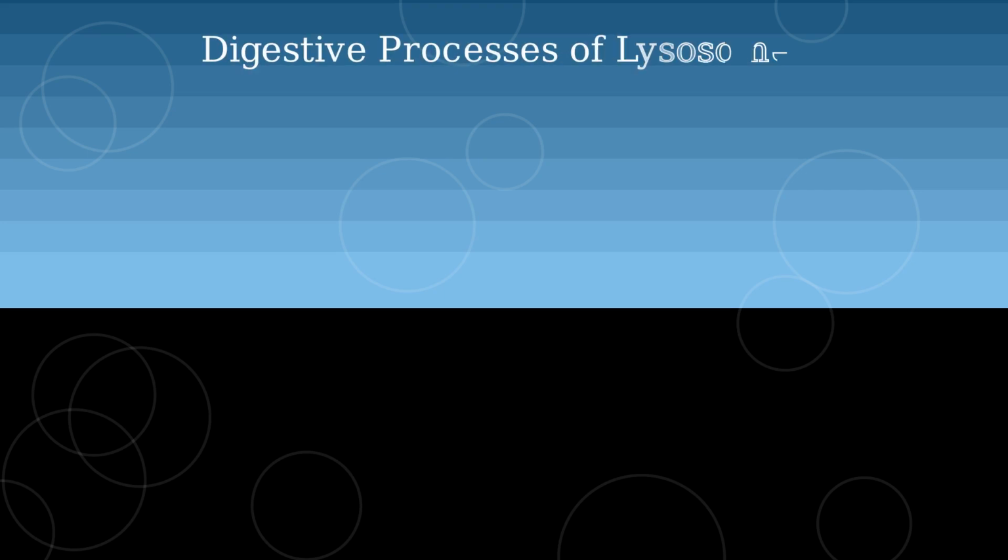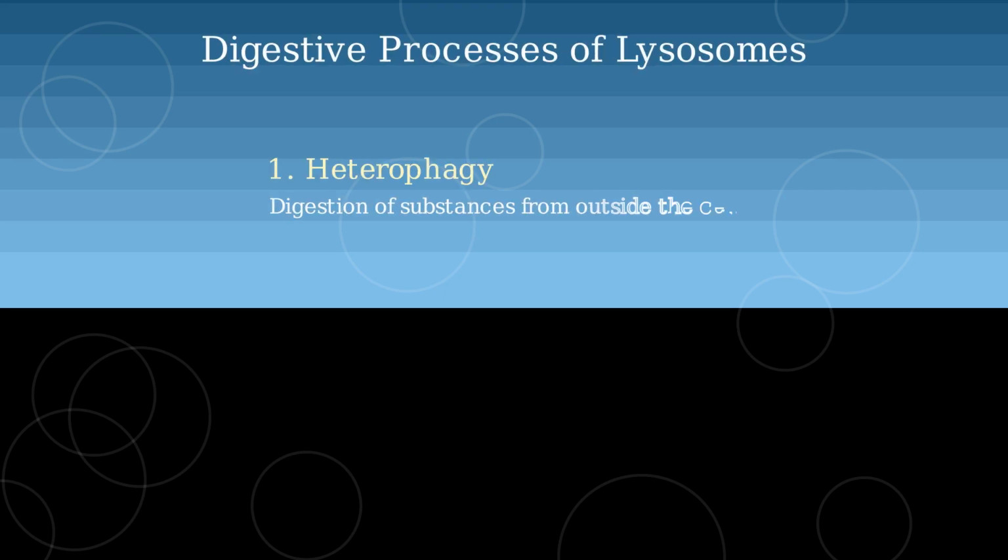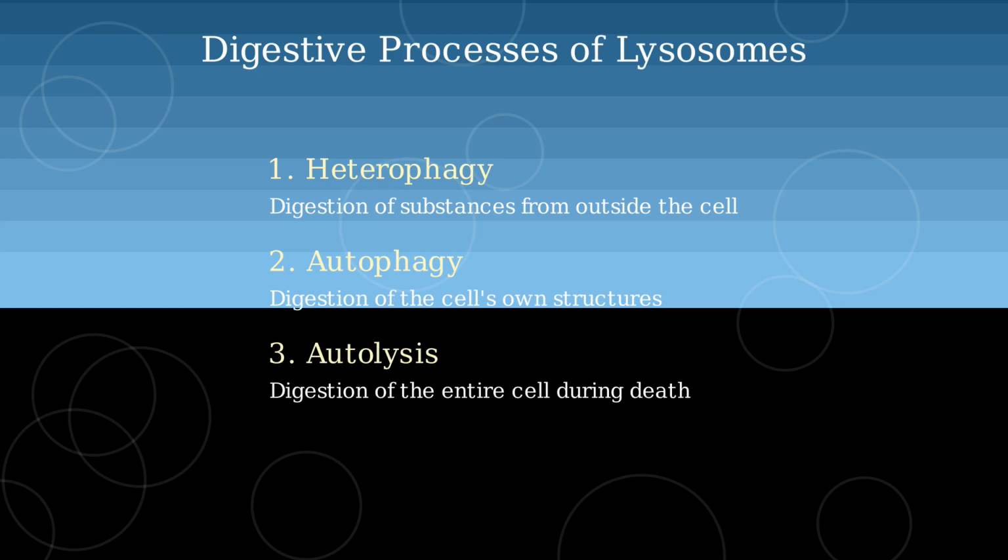Lysosomes perform three main types of intracellular digestion. Heterophagy is the process of digesting substances that come from outside the cell, such as bacteria and foreign particles. Autophagy occurs when lysosomes digest the cell's own structures, like damaged or aged organelles. Finally, autolysis happens when lysosomes release their enzymes to digest the entire cell, which occurs during programmed cell death.